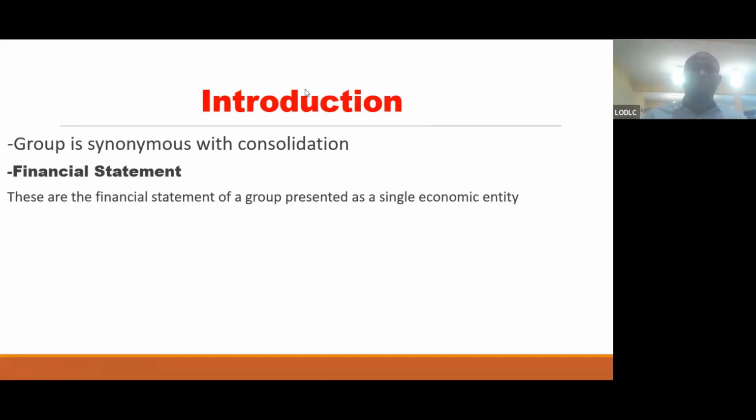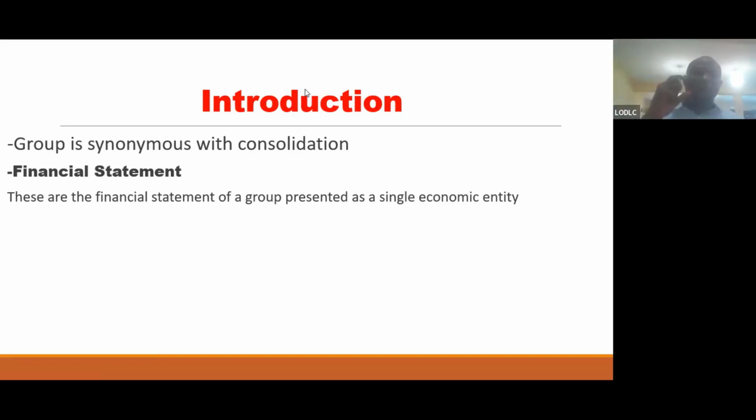When we are talking about group, what comes to our mind? Group simply means consolidation. That's why it is synonymous with consolidation, when you consolidate something together. That's what we mean by group. Do you understand? These are the financial statements of a group presented as a single economic entity. So that is when you are talking about group financial statements.